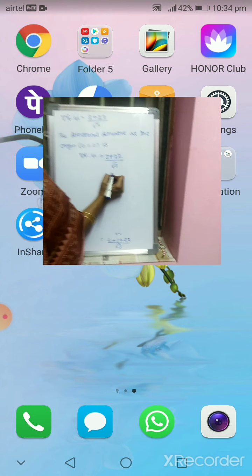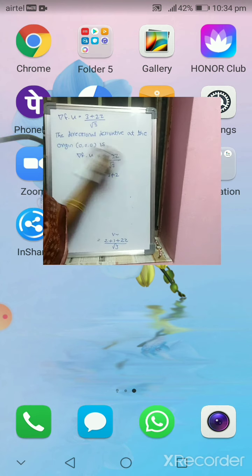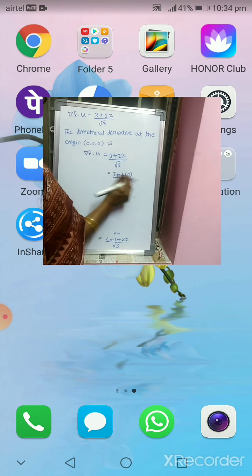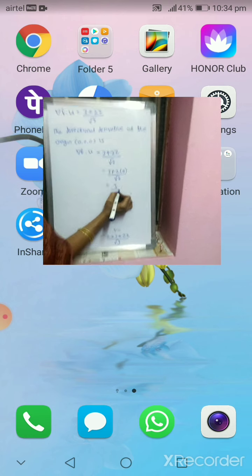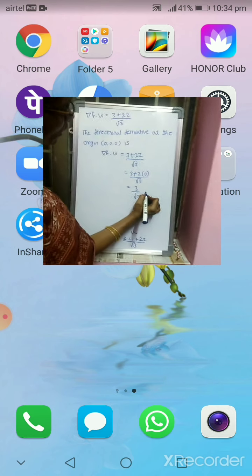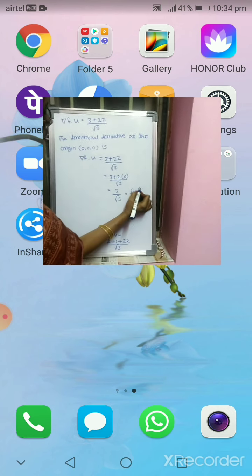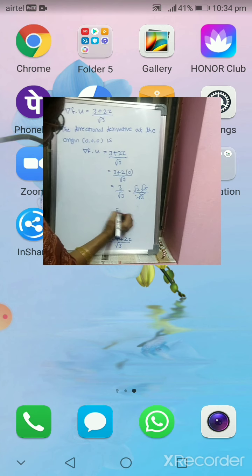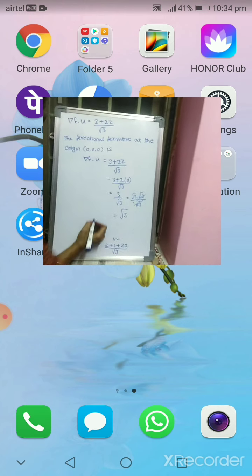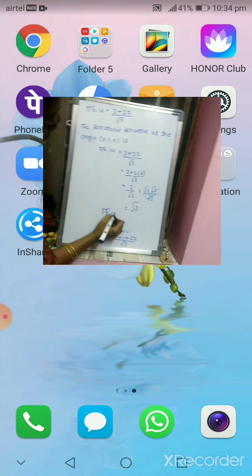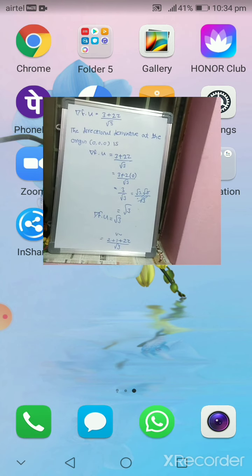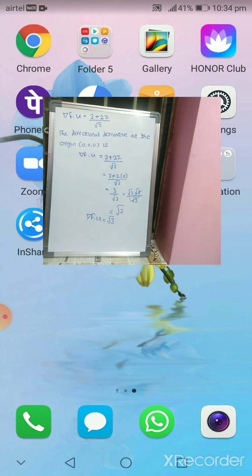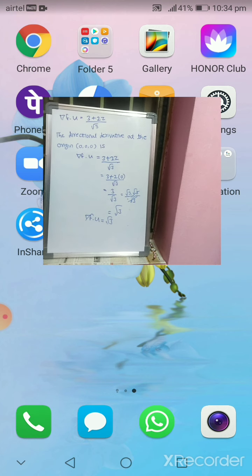So that is equal to (3 plus 2 into 0) by root 3, here z is 0. 2 into 0 is 0. So that is 3 by root 3. So 3 is written as root 3 into root 3, by root 3. So here one root 3 gets cancelled. So that is root 3. Therefore del f dot u is equal to root 3.